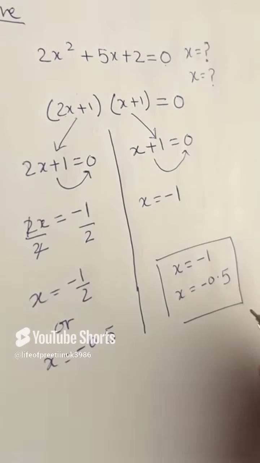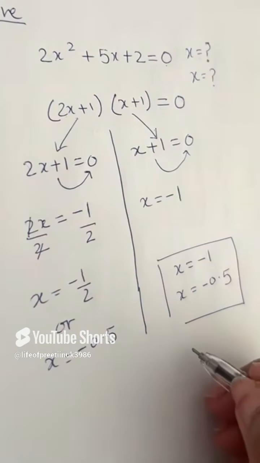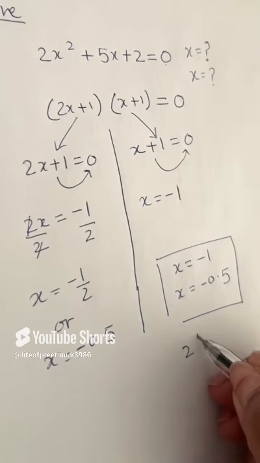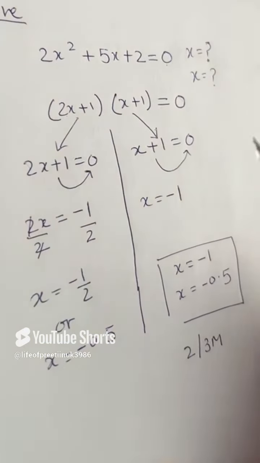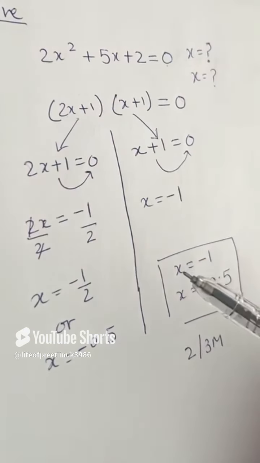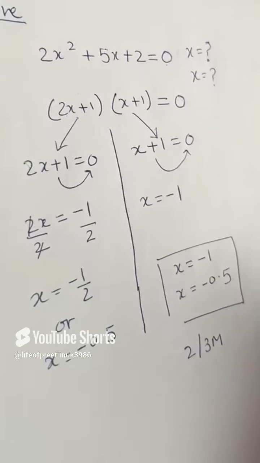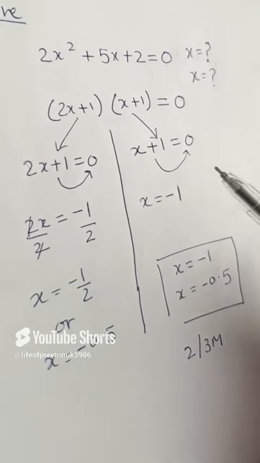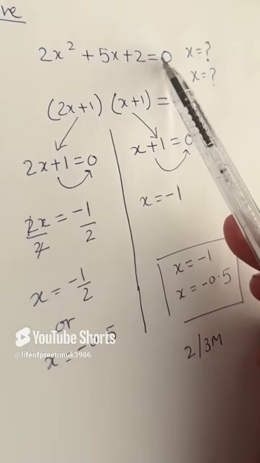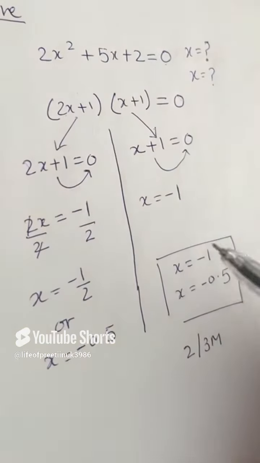And I'm done. This question comes on your paper for 2 to 3 marks. It really depends. It could be a part of another question. It could be a part of your factorization. They can ask you to factorize first, then they can ask you to solve, or they can just give you a quadratic equation which can be equal to 0 and they ask you to solve.